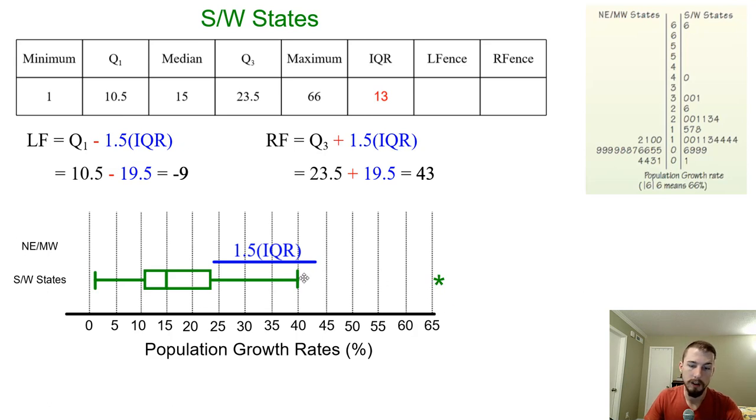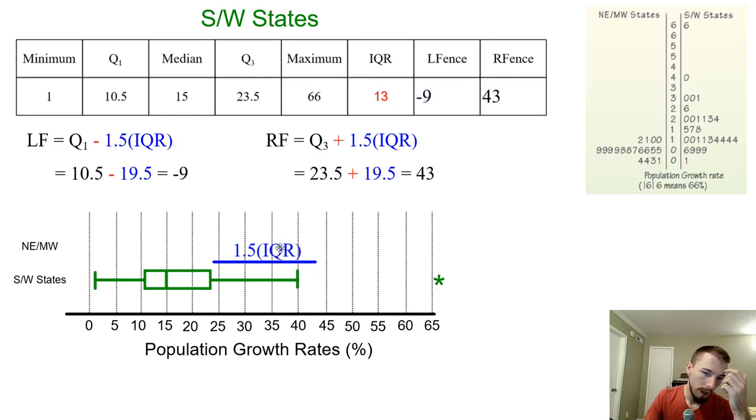And then for the next lowest value, we don't go to the right fence of 43. Because we can look at the data, we know our next one that's not an outlier is going to be 40. So that's our non-outlying maximum, which is 40. Our whisker is going to go to the 40 instead of going all the way to 43, which would be our right fence. So we have a right fence of 43 and a left fence of -9.